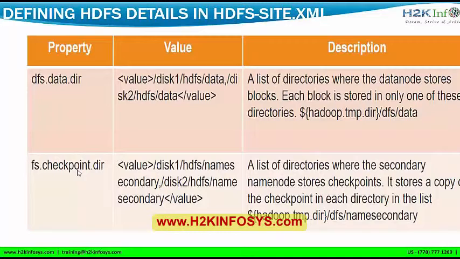fs.checkpoint.dir gives a list of directories where the secondary name node stores the checkpoints. Every particular interval, I need to copy the fsimage and edit blocks from my name node to my secondary name node. So this is the location where it actually stores your values.